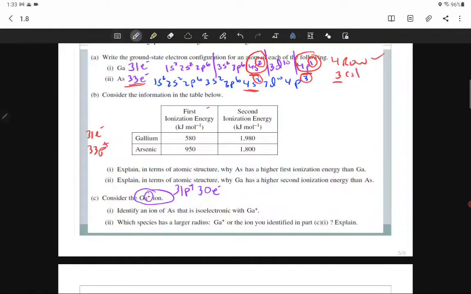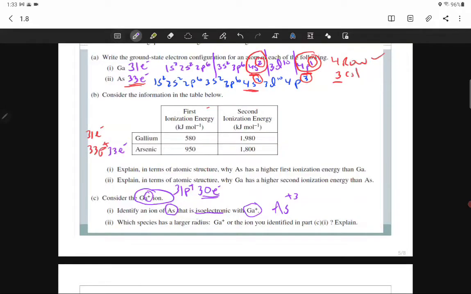Let's see, identify an ion of arsenic that would be isoelectronic. That means it has to have 30 electrons for gallium +1. So normally arsenic has 33 electrons. Well, we need it to have 30. That means it has to lose 3 electrons. So if you have this, that would work.